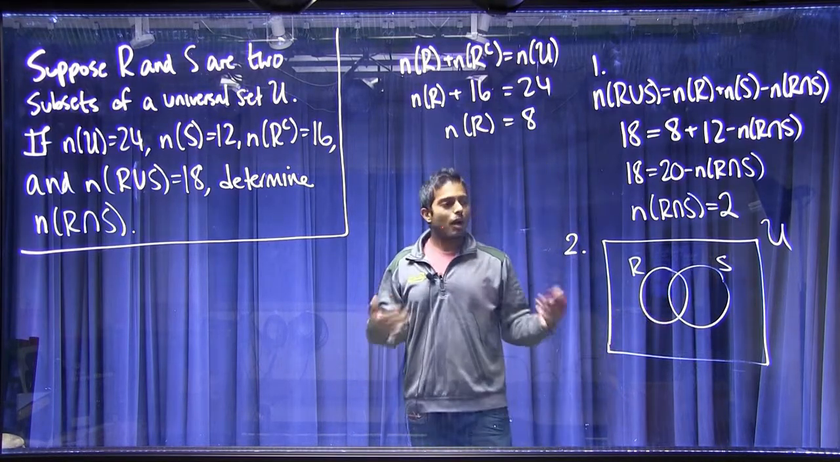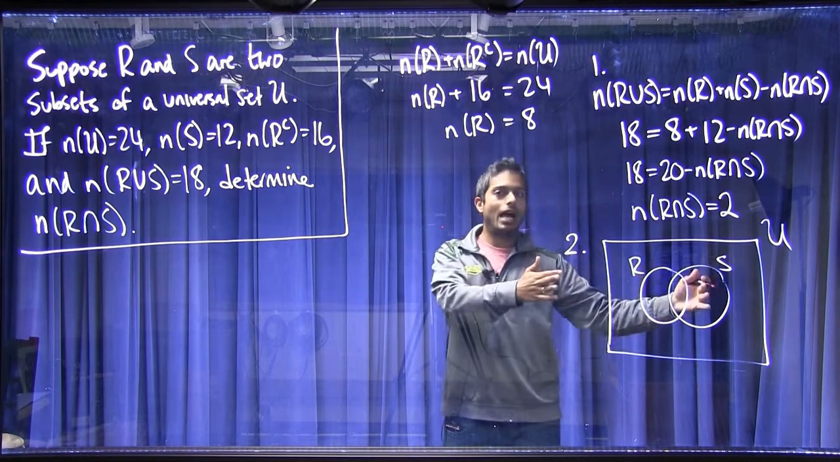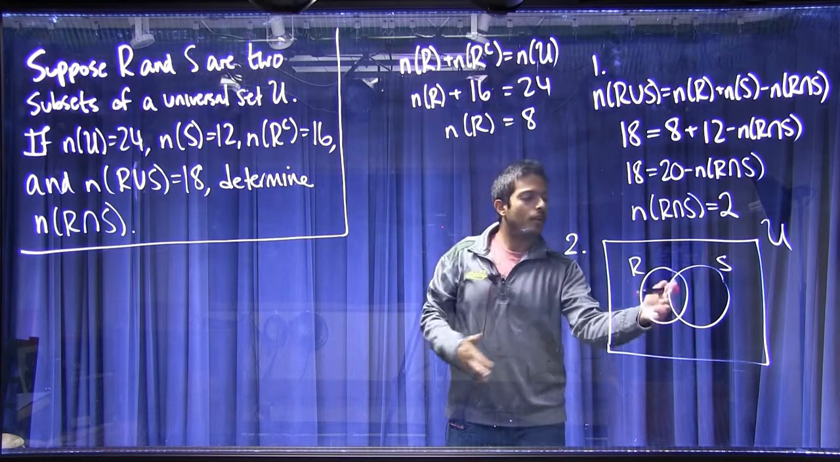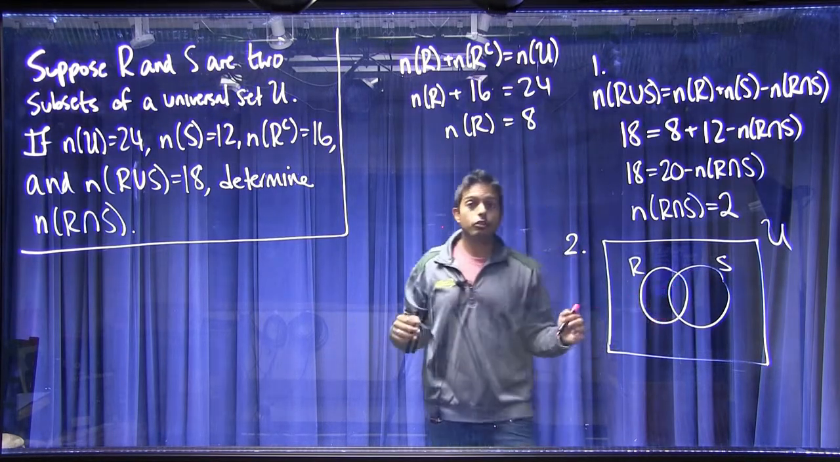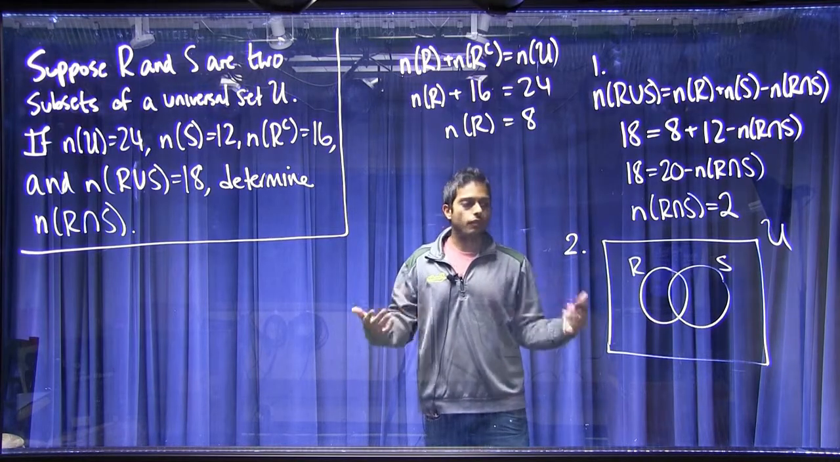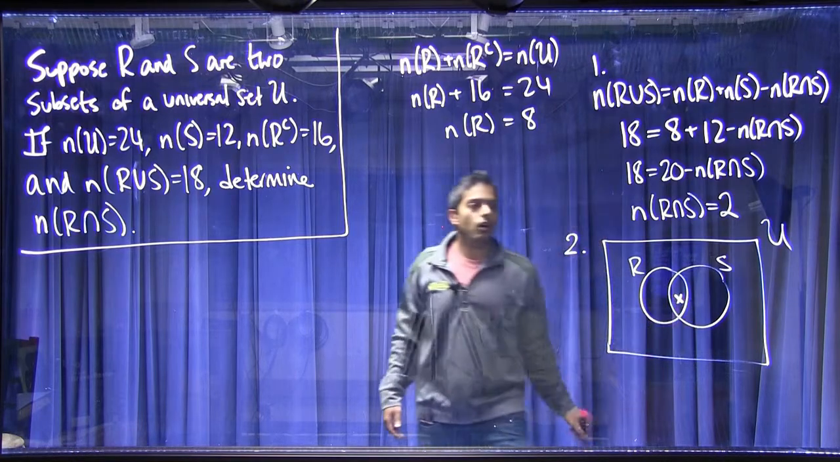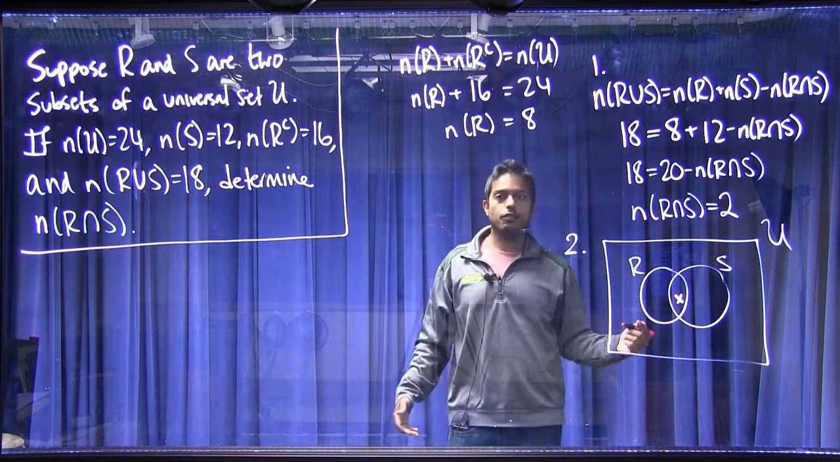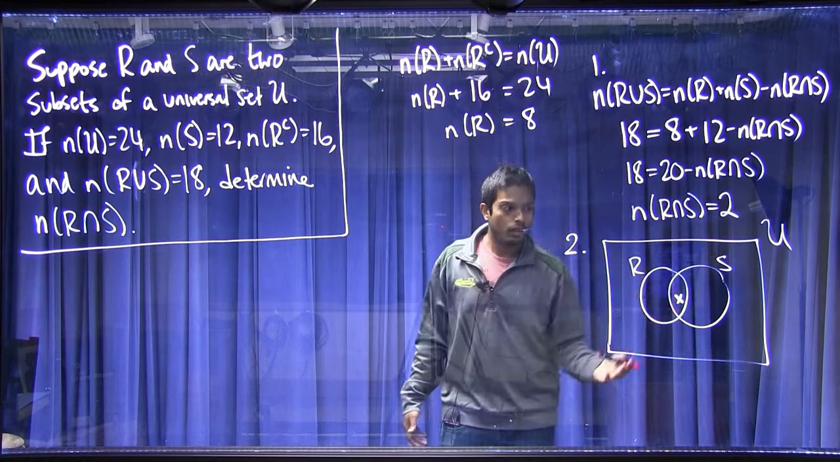When we did a problem like this before, we started by filling numbers in on the inside and then working our way out. But we don't know what that number is on the inside. That's what we need to determine. So what we can do is put a variable in there. You can use whatever variable you want. I'm going to use X. So there are X elements in the intersection of R and S, and for this problem we're going to end up solving for X.